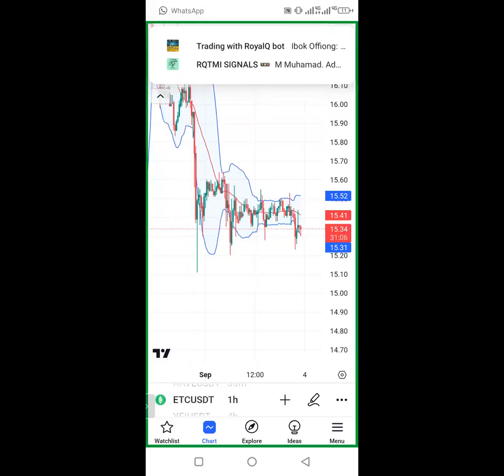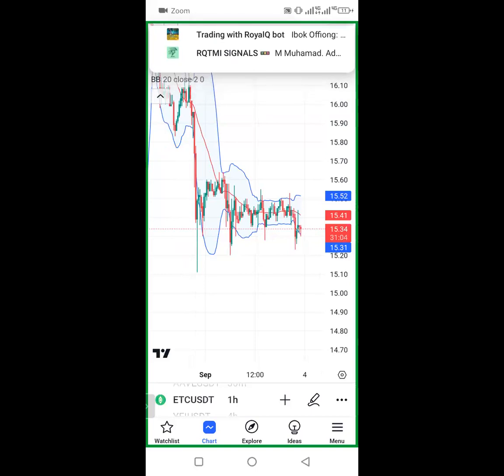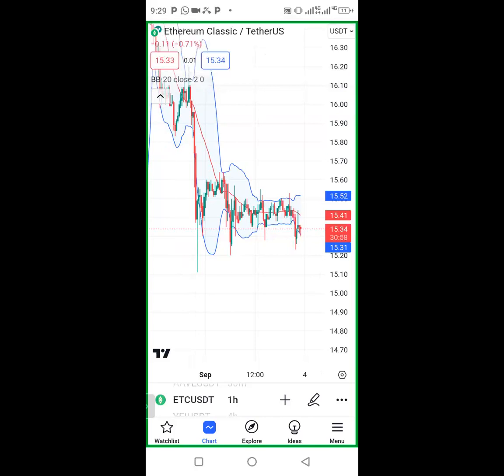Now, you can see on ETC, immediately I see the 20 EMA, which is the red line. I see it in a horizontal nature. I know that that is a sideways market. That's a sideways market. How do I get my support? I will just pick my price range.